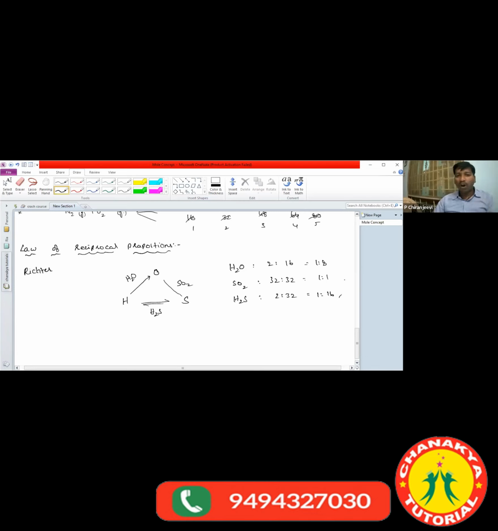So how can we define the law of reciprocal proportions? When two elements chemically combine with a third element to form different molecules, those two elements also chemically combine to form a new product. That is what we call the law of reciprocal proportion. In all compounds, elements are present in a simple whole number ratio by mass.